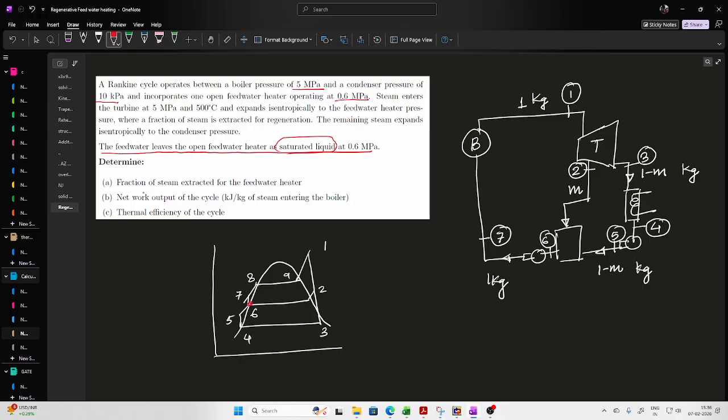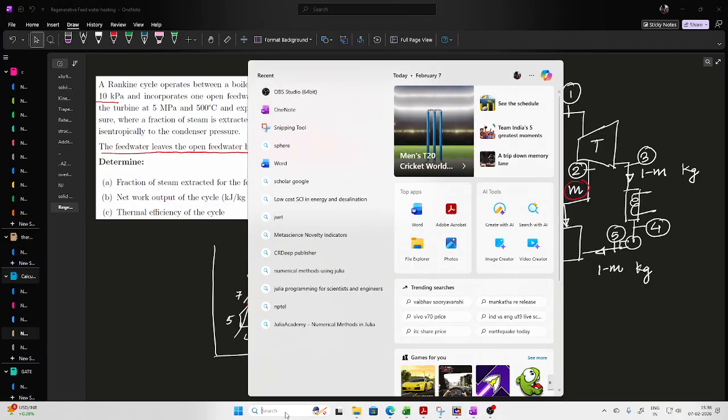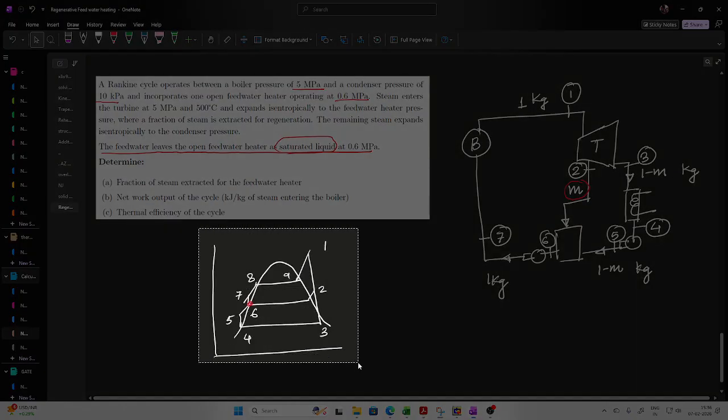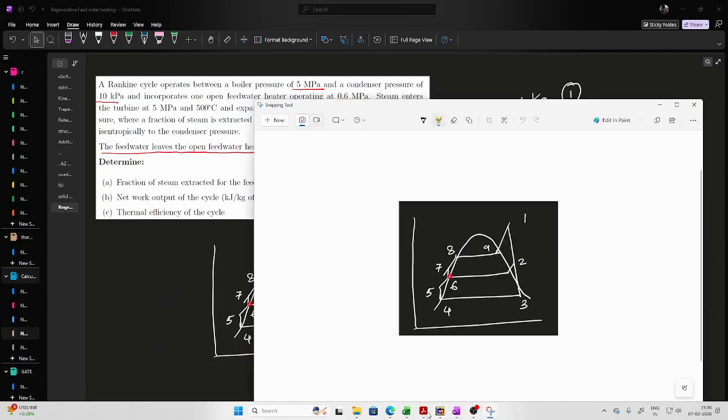Now you have to find out the fraction of steam extracted. So let's say this is 1 kilogram. So I'm interested in finding out what is m, the net work output, and the cycle efficiency. So this is the cycle which we are going to model. So let us do what? Let us snip it and bring this onto our Excel.